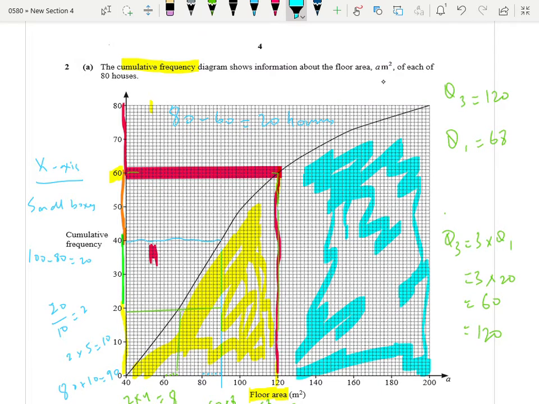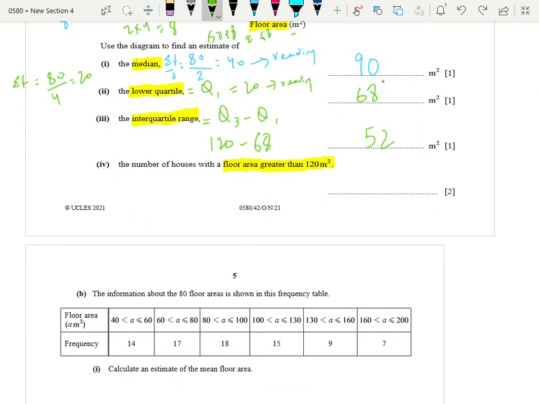So how many houses are those? 80 minus 60. Do not forget to subtract this 60 from 80. So you get 20 as your answer for this one. Basically we had to subtract 60 from 80, because if you write 60 as your answer, you will get only 1 mark.